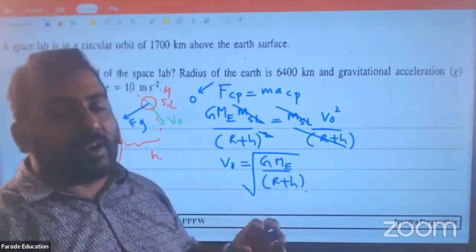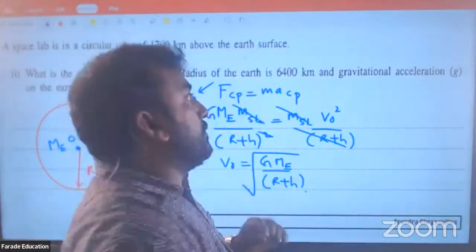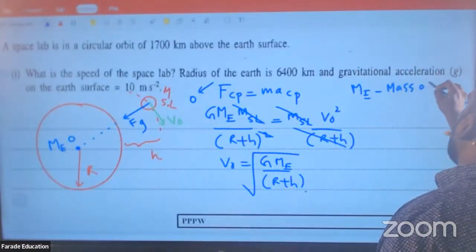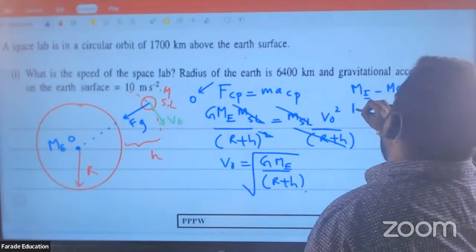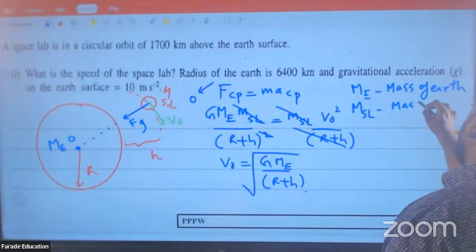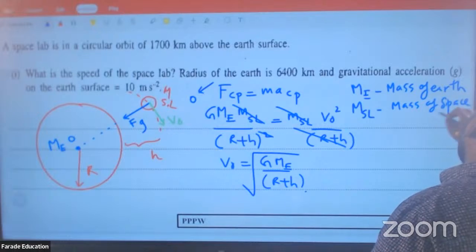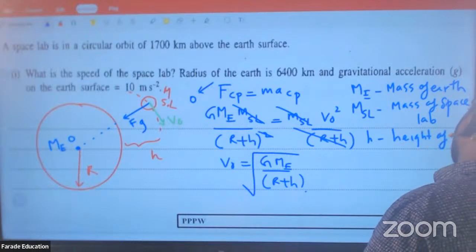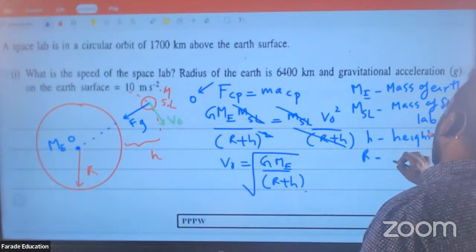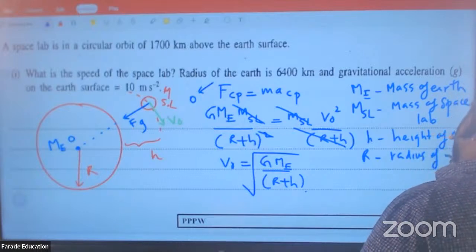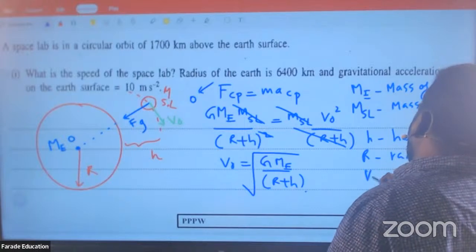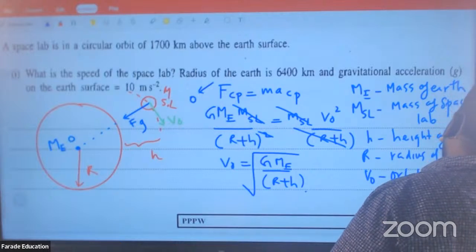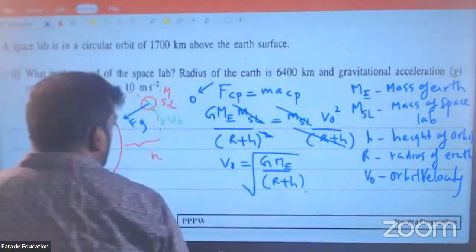Remember, if you write like this, you will not get any marks. Why? You have not defined the terms. What is ME? At least once in the problem, you must define. ME is the mass of Earth. SL is the mass of space lab. H is the height of orbit. R is the radius of Earth. V naught is the orbit velocity.